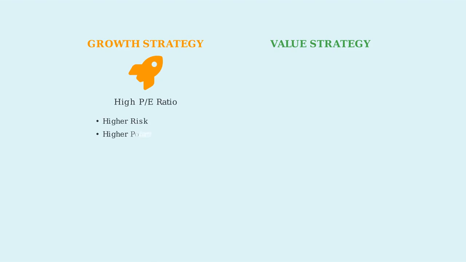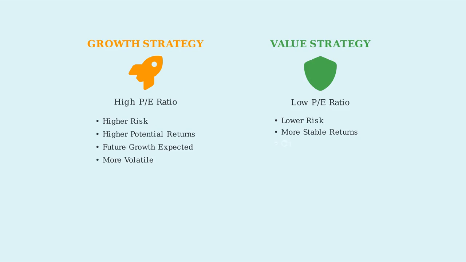Portfolio PE ratios reveal two fundamental investment philosophies: growth investing and value investing. Each strategy has distinct characteristics that affect both risk and potential returns. A high portfolio PE ratio typically indicates a growth strategy. Growth investors are willing to pay premium prices for companies they believe will grow rapidly in the future. A low portfolio PE ratio suggests a value strategy. Value investors look for companies that appear undervalued by the market, trading below their intrinsic worth.